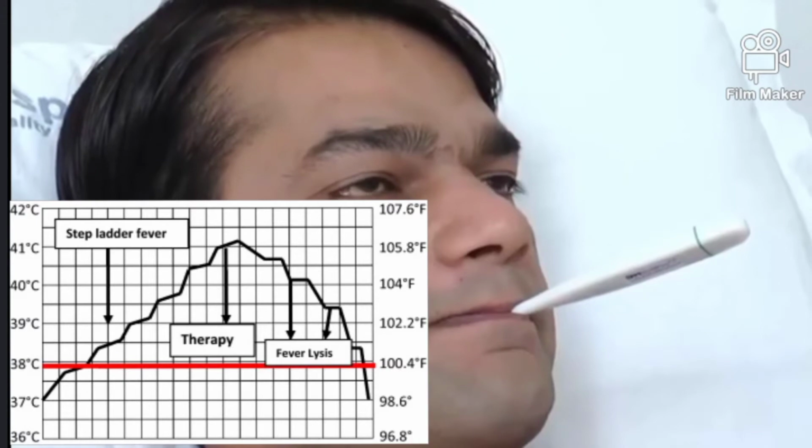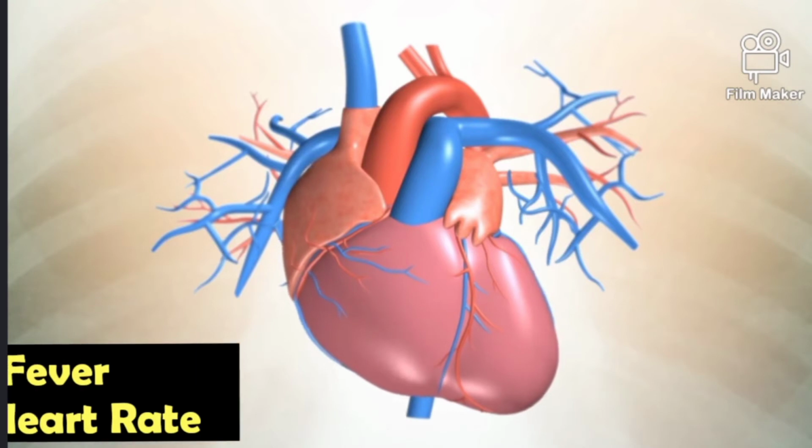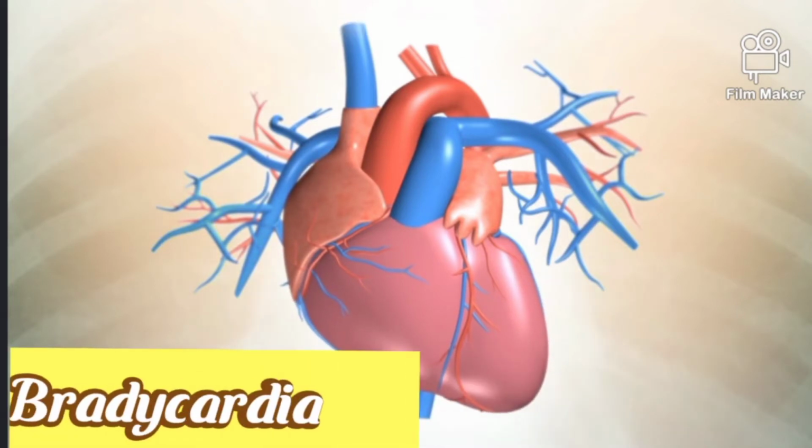Another important thing in typhoid is, normally if a person gets fever his heart rate should increase, but in case of typhoid there is a decreased heart rate. Though there is high fever, there is a decreased heart rate. This condition is called bradycardia. Decreased heart rate is called bradycardia.